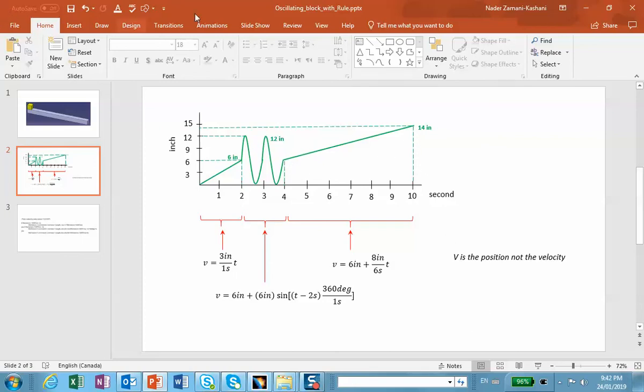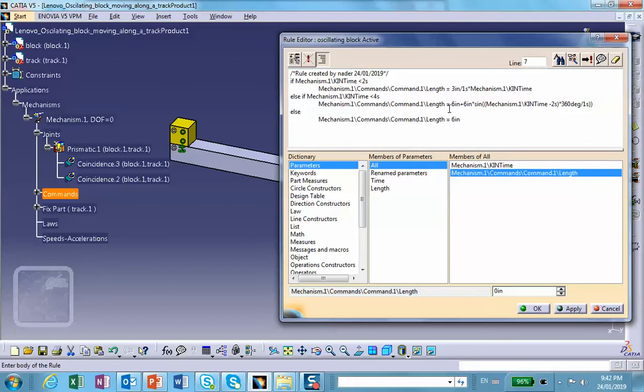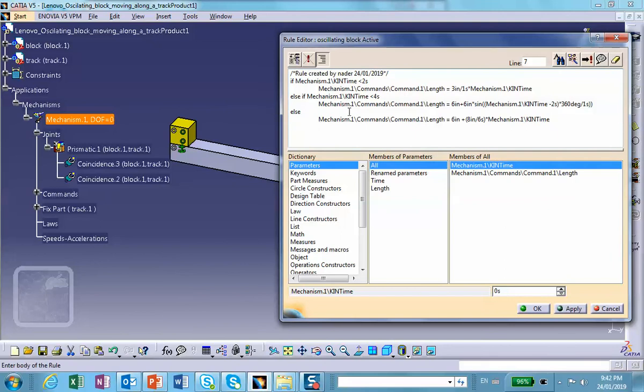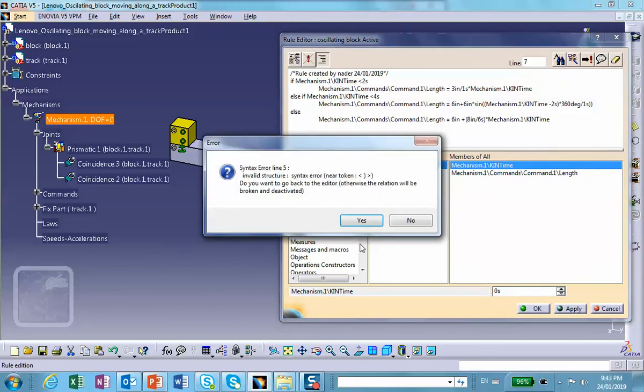Okay, too many mistakes here. That's fine. So it's going to be plus parentheses 8 in over 6 seconds times time. I'm hoping that there are no mistakes. It always pays off to do a little bit of praying here. So let's say okay and see what happens. Obviously, there's a mistake somewhere, so let's find out.